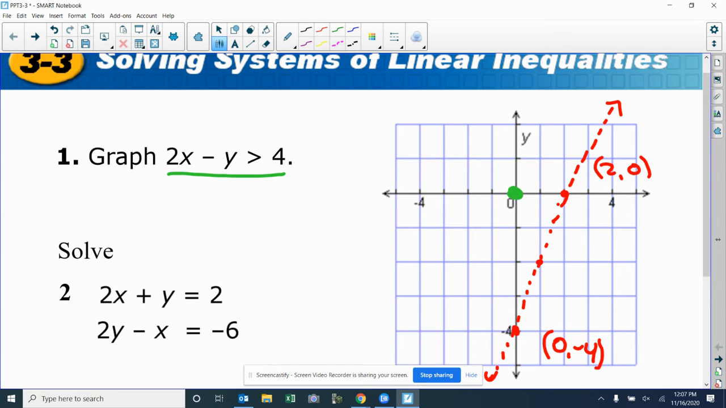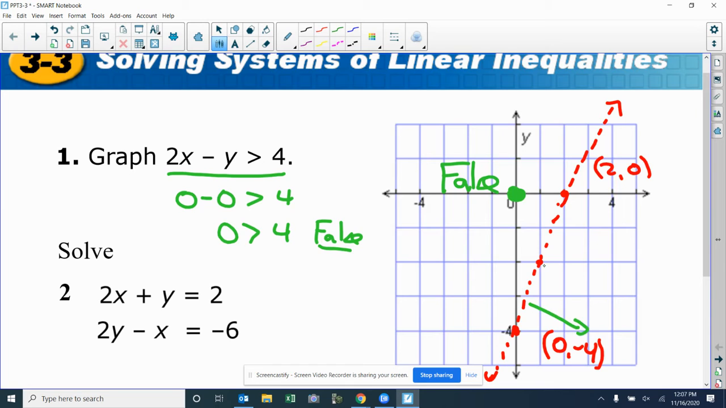Zero is clearly on this side. So I'm going to put 0 in for x. 0 times 2 would be 0. Minus 0. 0 minus 0 is 0. Is 0 greater than 4? Is that true or false? That's false. Some of you still had trouble with this. This side's false, right? We tried here. We put zeros into the statement. That side's false. So which side? That means this side's the true side.